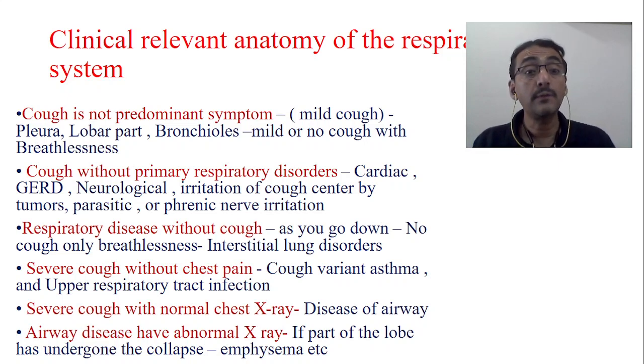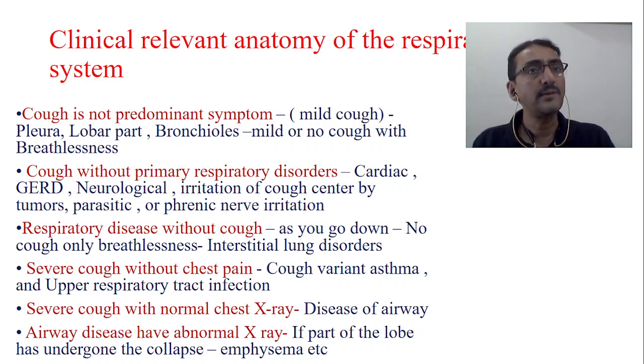Now, severe cough without chest pain. Severe cough is there, but there is no chest pain. This is seen in cough variant asthma and upper respiratory tract infection. In upper respiratory tract infection, we have not yet reached the chest area itself, so why would there be chest pain? Severe cough with a normal chest X-ray is a disease of the airway. Severe cough is always indicative of airway disease.